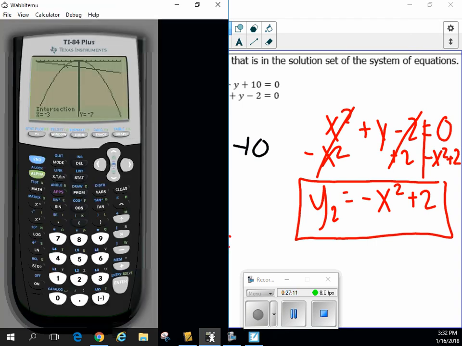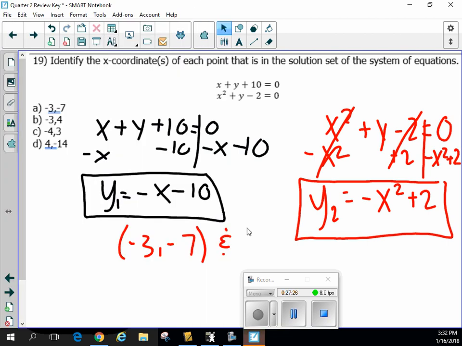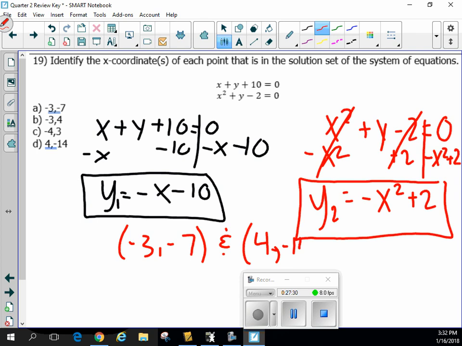So that's going to be your first answer. And now we're going to do this again. Second trace, 5. And I'm going to go over to the other side where the other intersection is happening. And press enter 3 times. And it's 4, -14. So for this answer, you would actually pick -3, -7, and 4, -14.